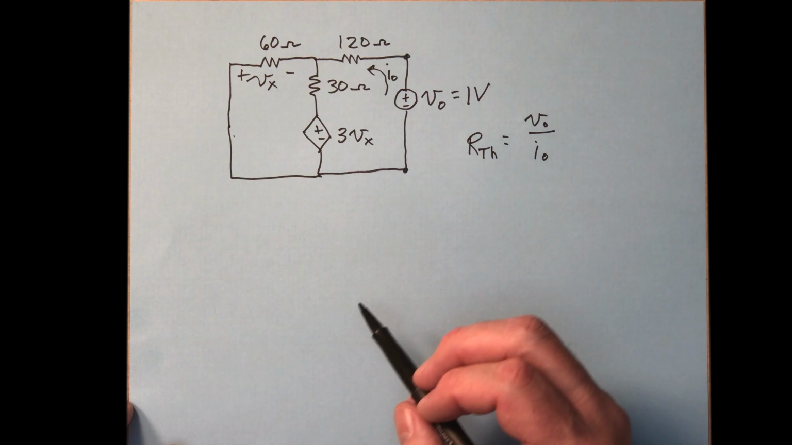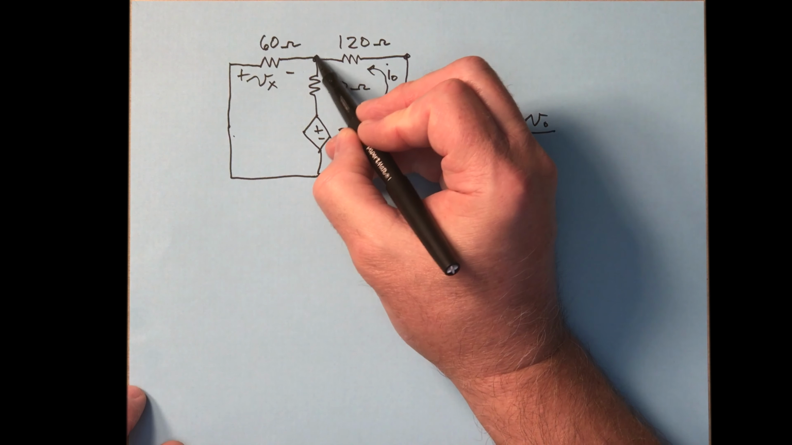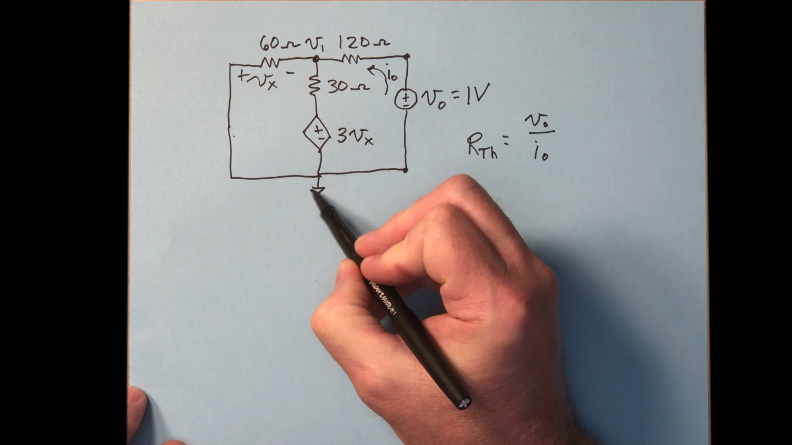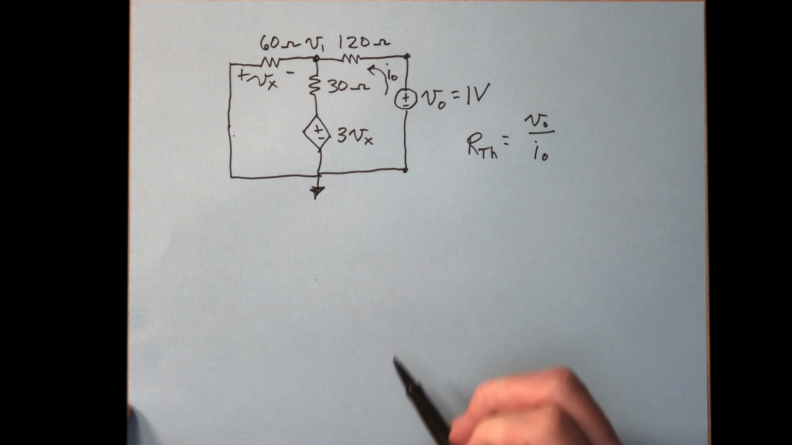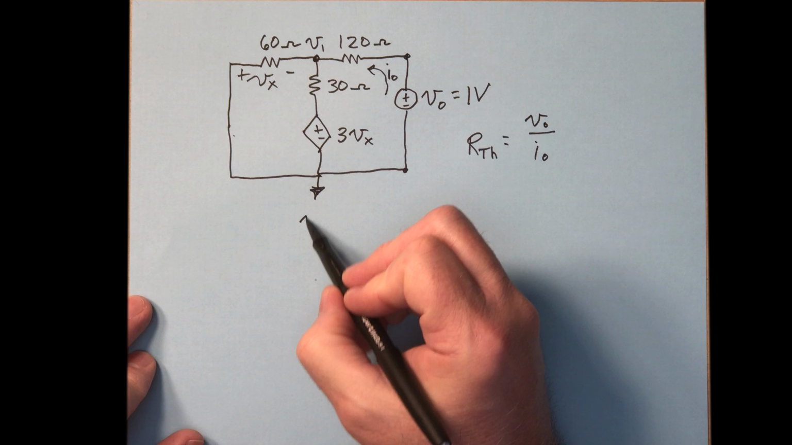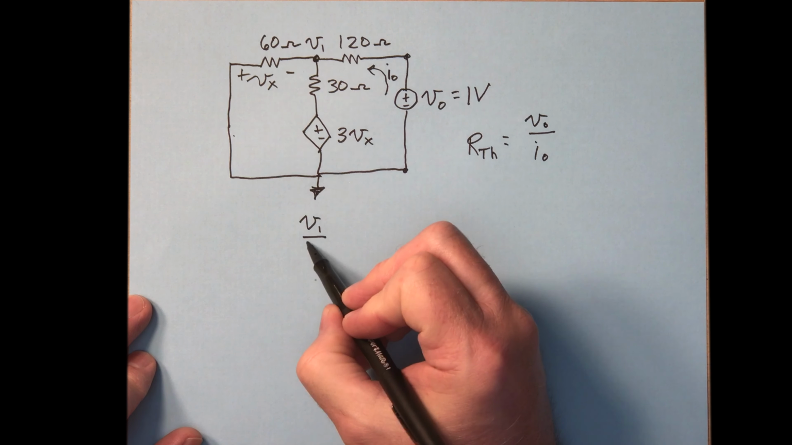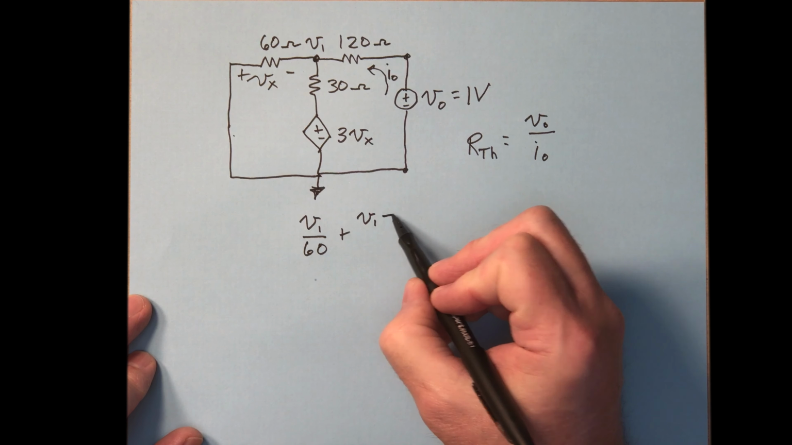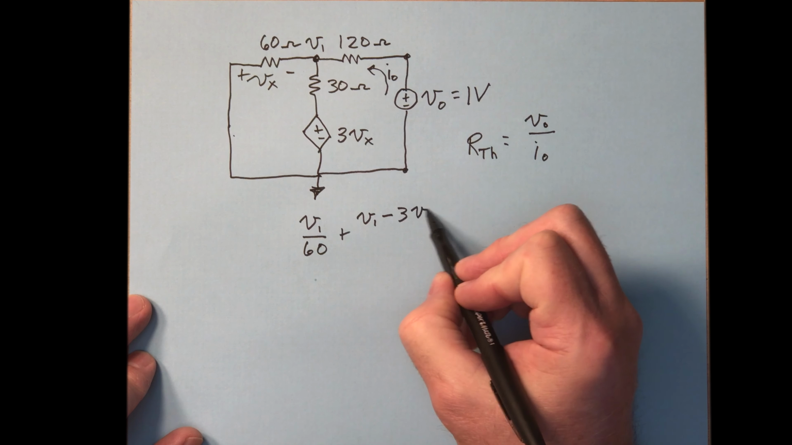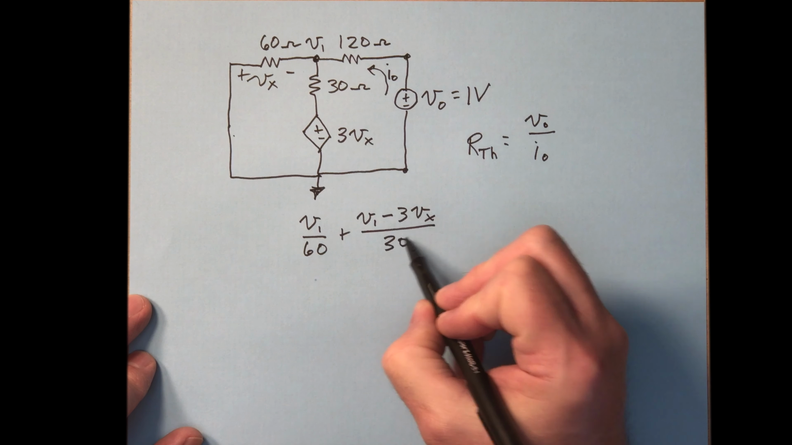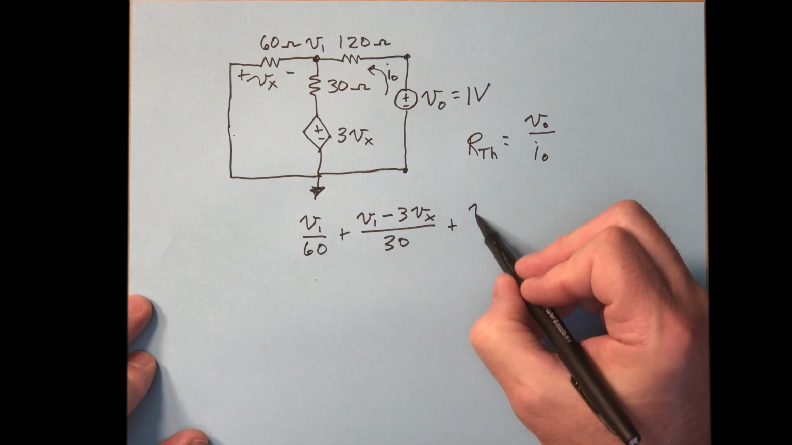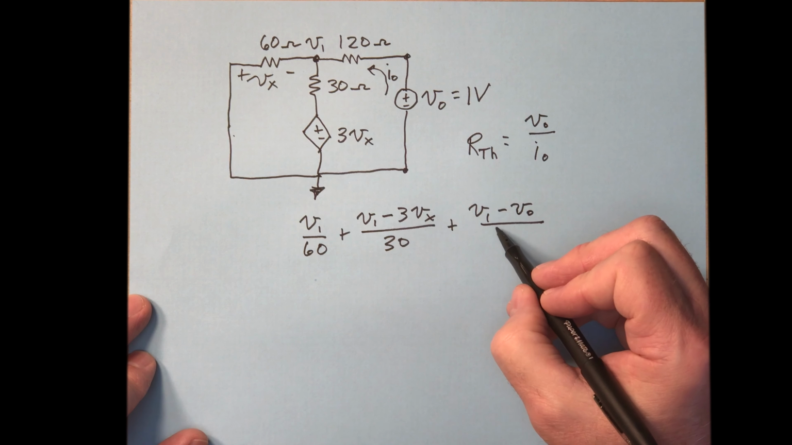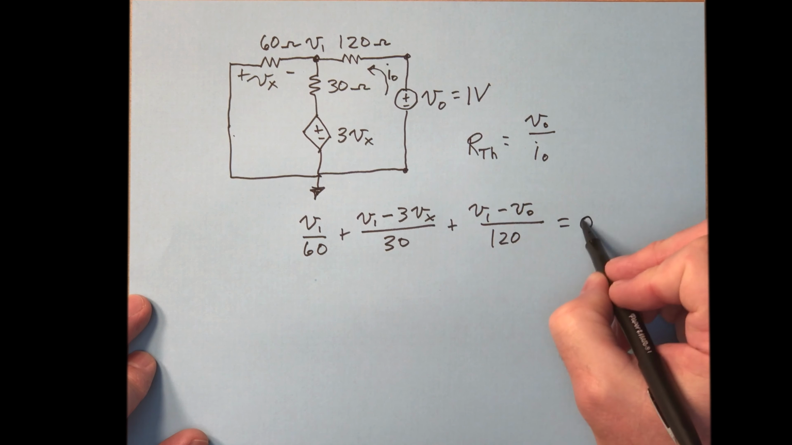Okay, there are a number of ways to do this. Let's use node voltage method for that node right there. We'll call that voltage V1. And this will be our reference node at the bottom. Then we can write a node voltage equation. V1 over 60 plus V1 minus 3 v sub x over 30 plus V1 minus V naught over 120. And that's equal to 0.